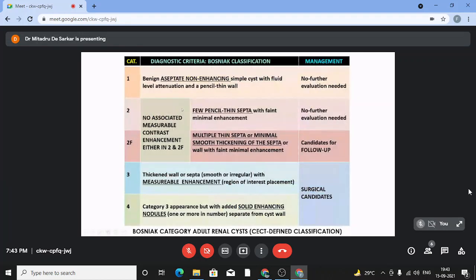If you look at this particular stratification system, as per the Bosniak approach, if you have a category 1 and category 2, you don't need to do anything further. No further evaluation is needed. Most of these cases will actually turn out to be non-neoplastic cysts. On the other hand, if you have a category 2F lesion, F stands for follow-up. So you will have to put the candidate in for a follow-up. Category 3 and category 4 are definitely surgical candidates, so you will have to consider surgery in those cases.